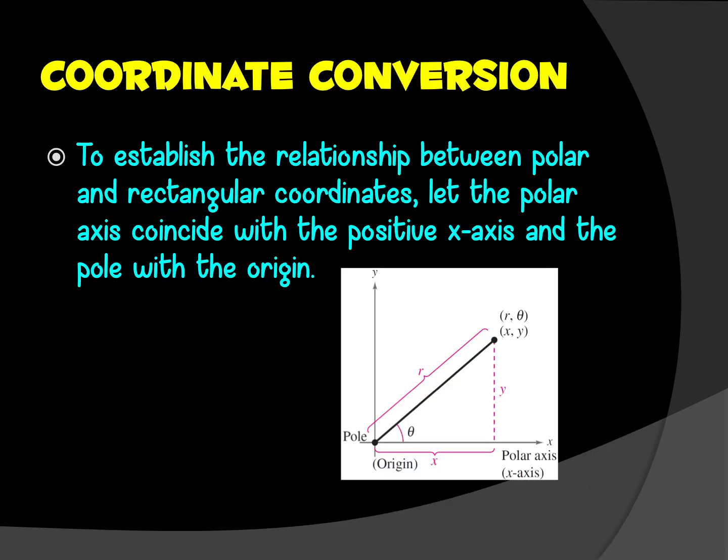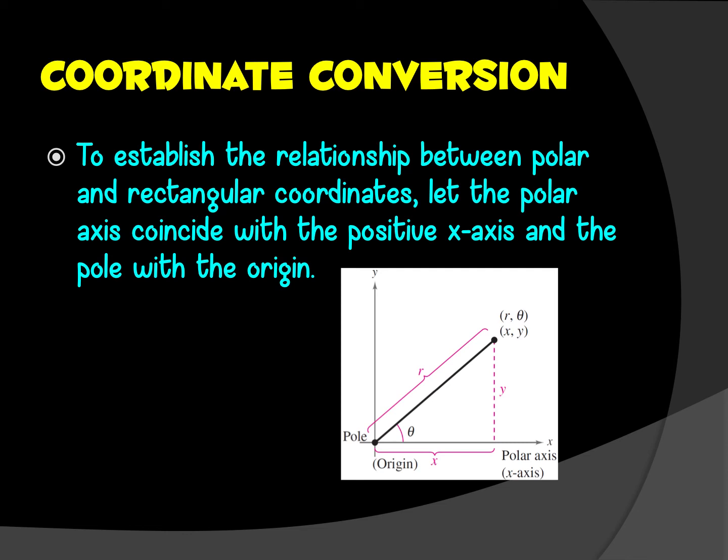Okay, so now we're going to learn how to convert from polar to rectangular and rectangular to polar, okay? To establish the relationship between polar and rectangular coordinates, let the polar axis coincide with the positive x-axis and the pole with the origin. So we can actually overlap these grids. I could take my polar circle and put it on top of my xy axis, and that way you can kind of convert them. You don't have to convert them by graphing. I'm going to teach you a different way. But you should be able to plot that point in both rectangular and polar and see that they overlap.